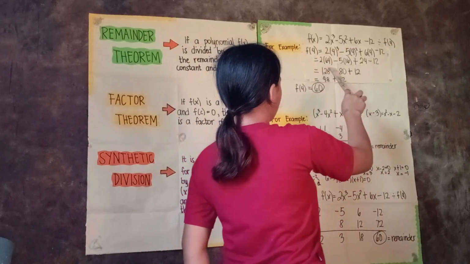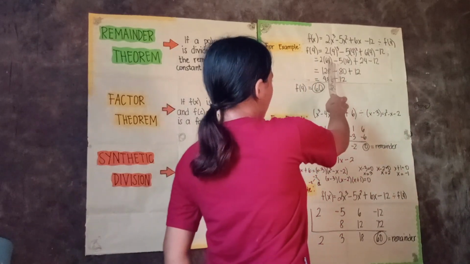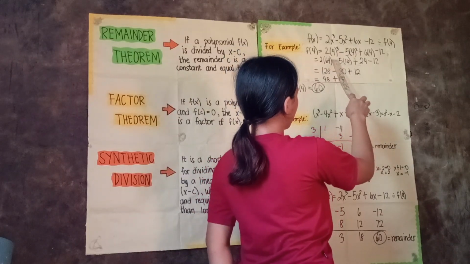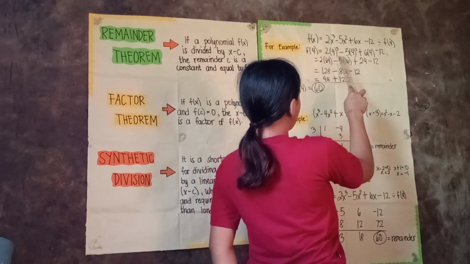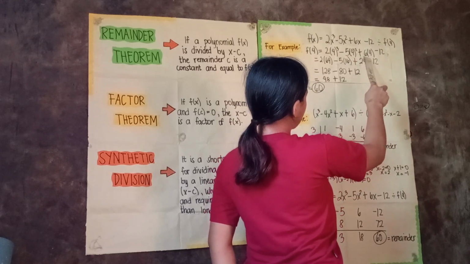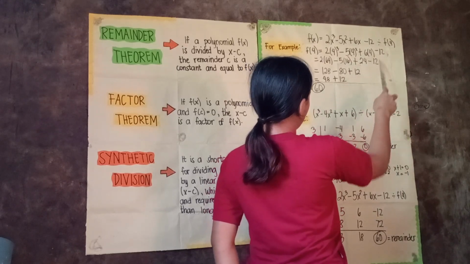So 2 times 64. 64 is, we will multiply 4 by itself three times. 4 times 4 is 16. 16 times 4, we get 64. Negative 5, then 4 times 4 is 16. Plus 6 times 4, 24, then negative 12.